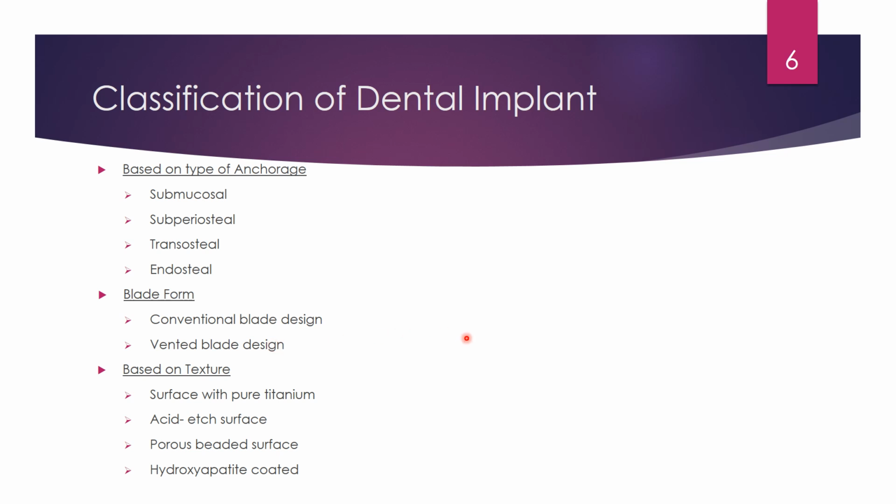So we will see it in the photos in the next slides. Based on the texture, the surface with pure titanium. So before there were only pure titanium implants. Second is the acid etched. So they were acid etched, the titanium implants. Then the porous beaded surface and the hydroxyapatite coated. Okay, so these were the porous surface and these were the hydroxyapatite coated surface on the implant.